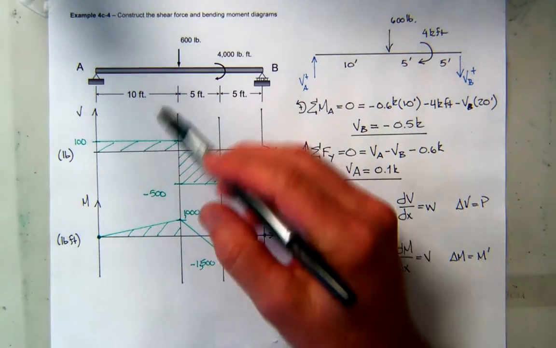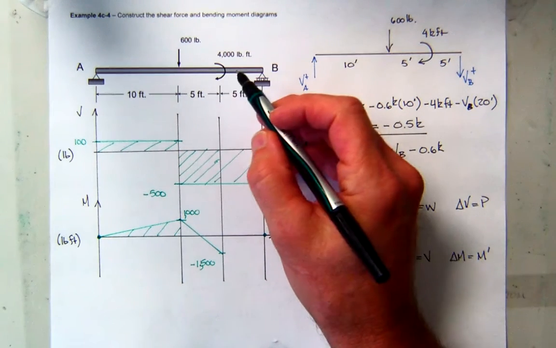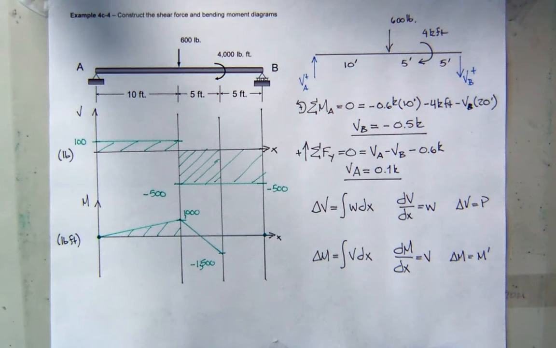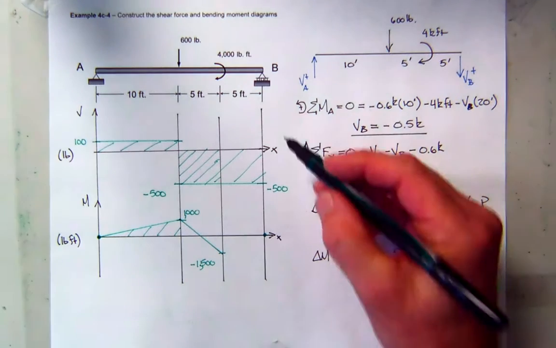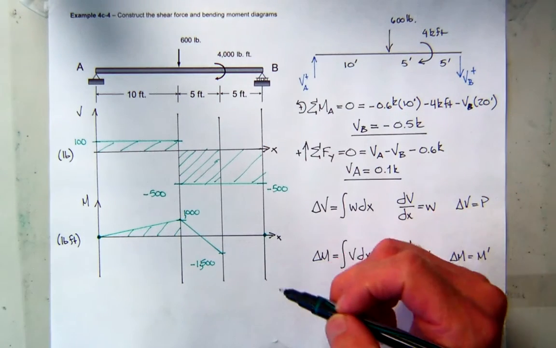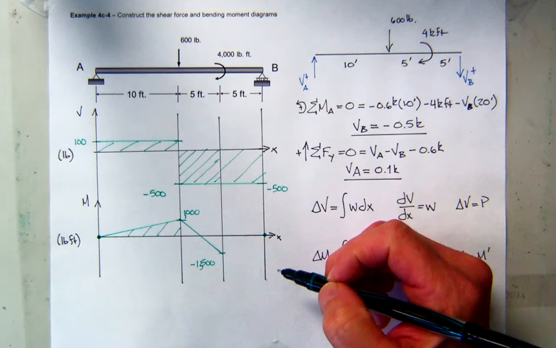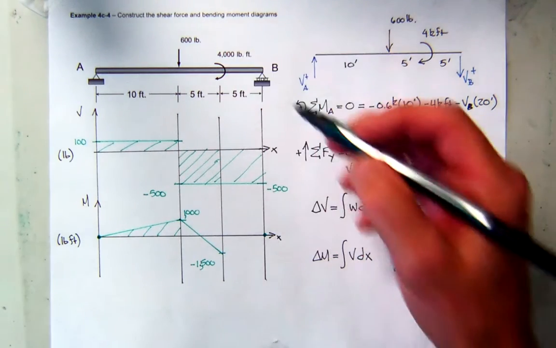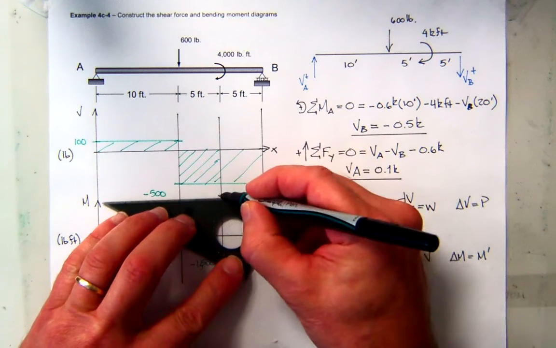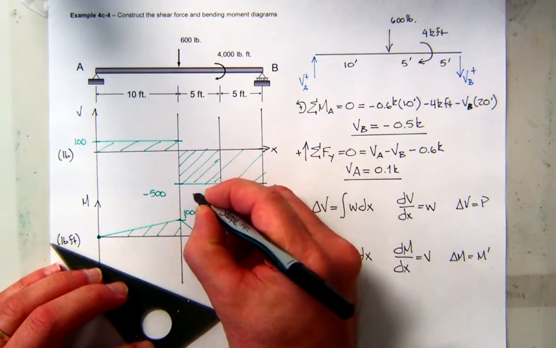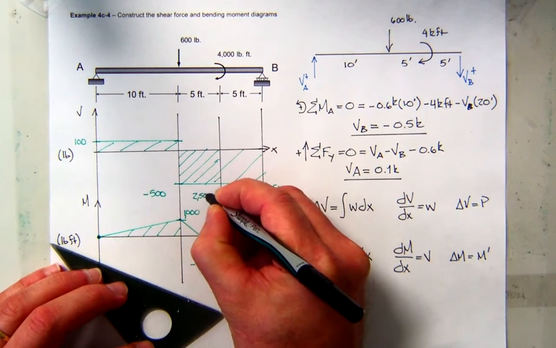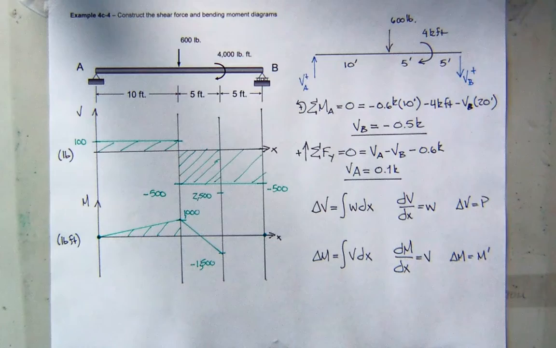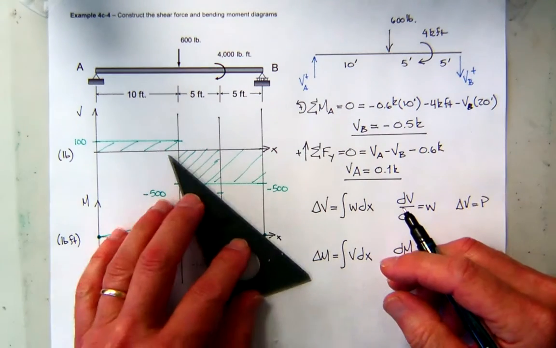Now what happens? I go from this side to this side, and what happens? Positive. Yeah, that's a clockwise moment, so that causes a positive jump. So I'm going to have negative 1,500 plus 4,000 brings me to 2,500. I don't think I've got my graph just right, but you get the idea.